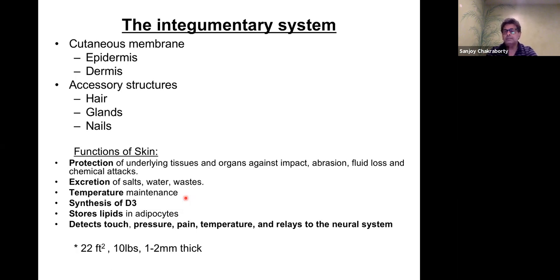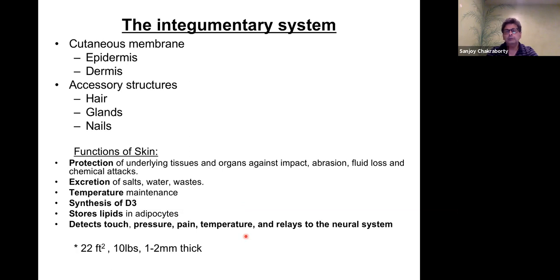Synthesis of vitamin D3. So partly done here and then the rest done by the liver and the kidney later on. So synthesis of vitamin D takes place in the skin. Then we talked about adipose tissue in the hypodermis, which is not part of the skin, but some adipose tissue could be in the dermis layer as well. So that's why we say that adipose tissue can store a lot of energy.